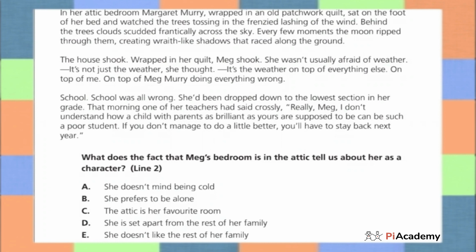School. School was all wrong. She'd been dropped down to the lowest section in her grade. That morning, one of her teachers had said crossly, "Really, Meg, I don't understand how a child with parents as brilliant as yours are supposed to be can become such a poor student. If you don't manage to do a little better, you'll have to stay back in the next year."